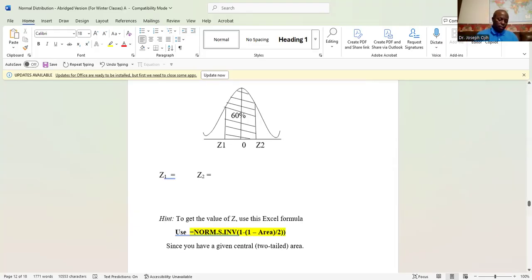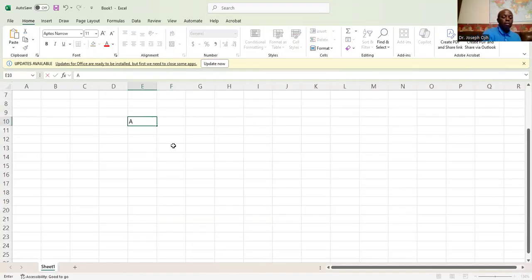So you can now go and put this in Excel. You're going to type equals NORM.S.INV, in parentheses, 1 minus area, over 2. That will give you Z. The area is 60%, as you can see, which is 0.6. So you can just go to Excel and put this in. In this case, the area equals 60%, which is 0.6.